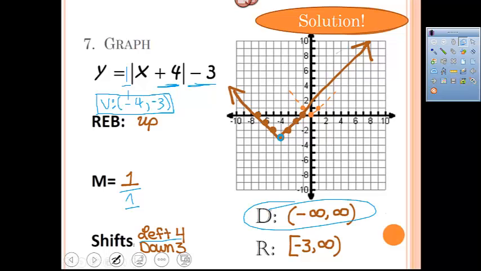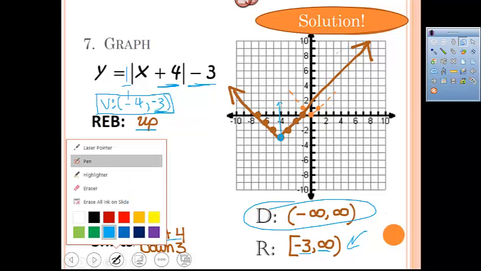Remember, our domain is negative infinity to infinity, and your right end behavior tells us that it's going up, which means, again, we're looking at the y value, and since it's going up, we're going to start at -3 for the y, and we're going to go up, which means we're going to infinity. That's why it's -3 to positive infinity. And remember, the infinities never have a bracket. They have a parenthesis. -3 has a bracket because it can actually equal -3.